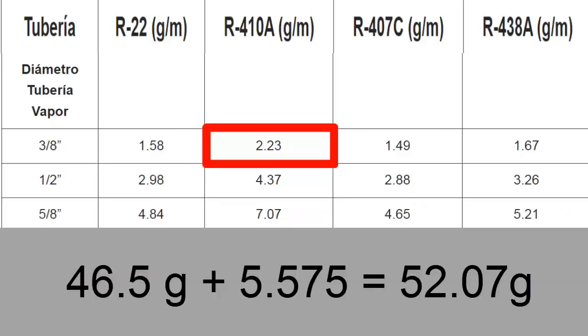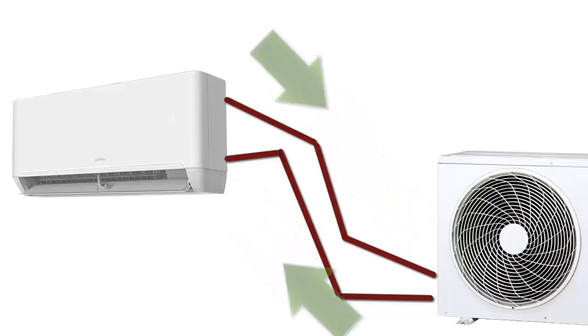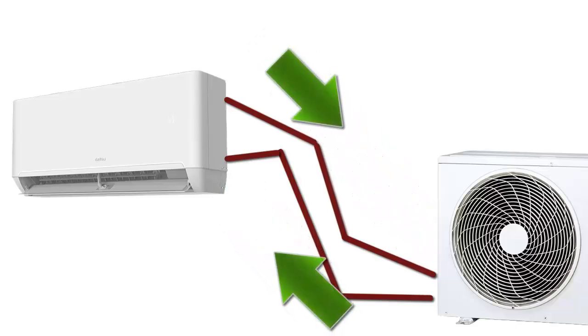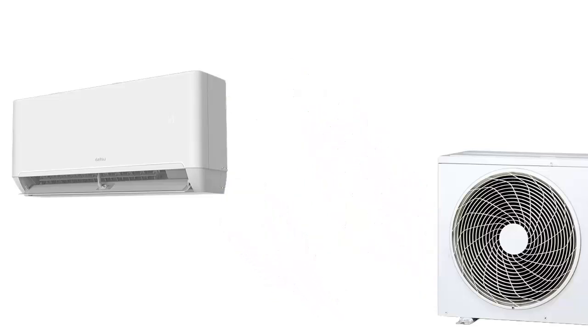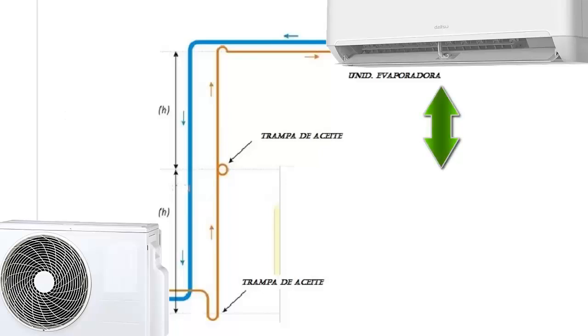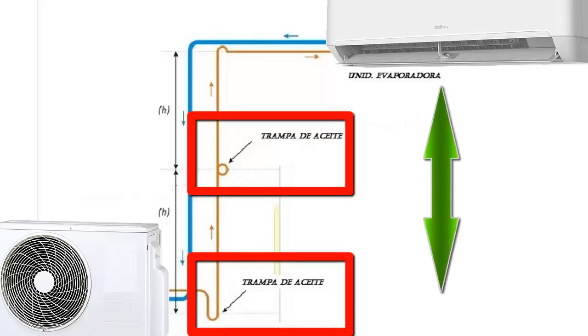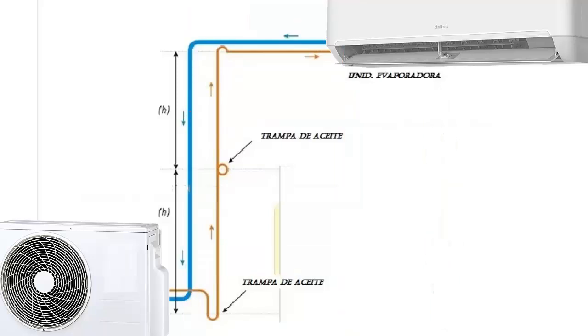5. Ensure that the transitions from vertical to horizontal directions are smooth and have the proper inclination to allow oil return. This is crucial because some of the oil exits with the refrigerant through the compressor discharge and must return correctly. 6. In systems with significant vertical lengths, install oil traps in the vertical risers to prevent oil accumulation in undesirable locations. This ensures proper oil circulation and prevents compressor damage due to oil shortages.